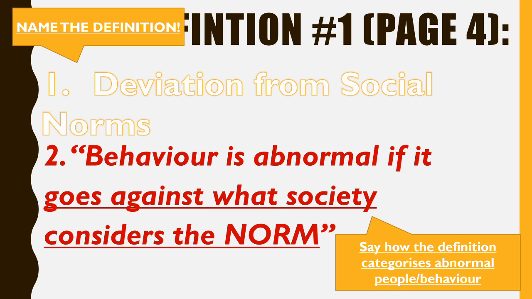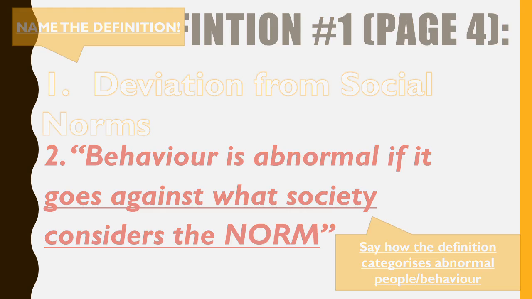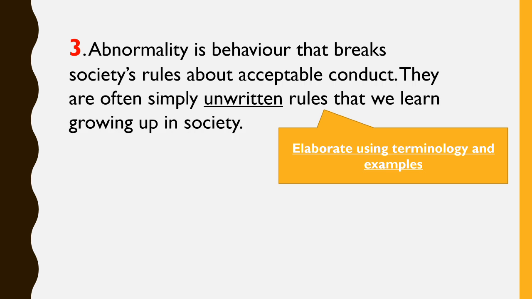So at that stage, if you just write that in your exam, you have already got 2 marks. So deviation from social norms, behaviour is abnormal if it goes against what society considers the norm. So all that's pretty straightforward. What you'll see on the next slide, however, is that we're going to start elaborating.